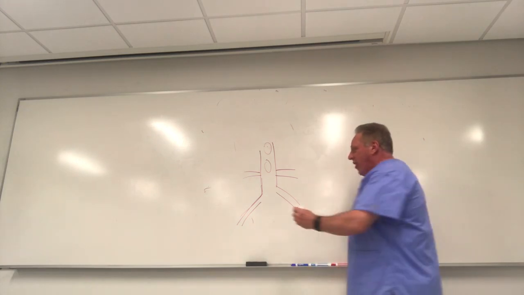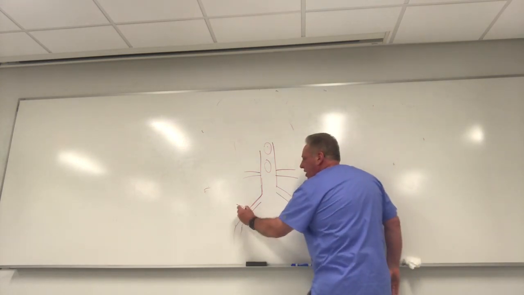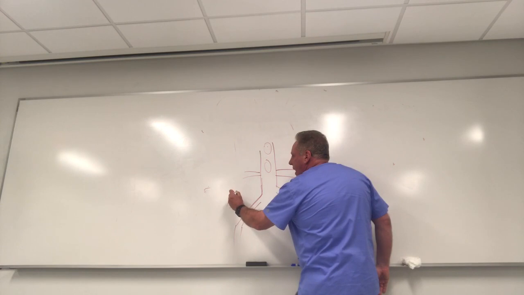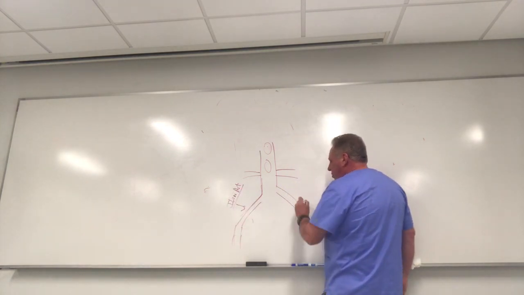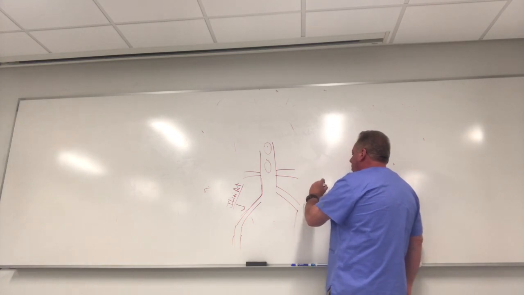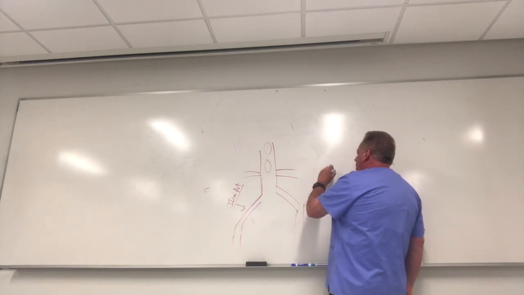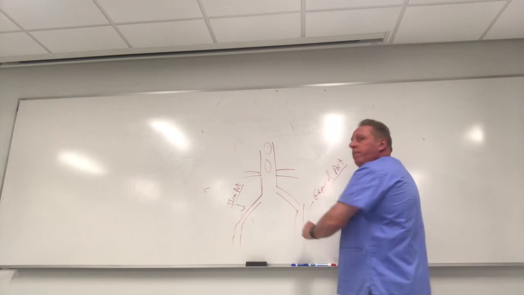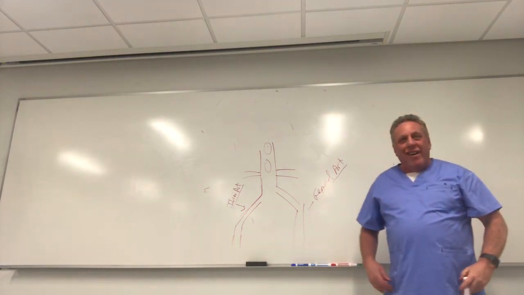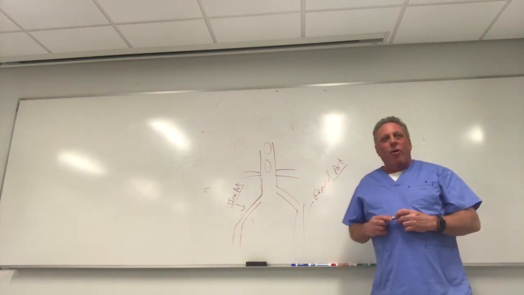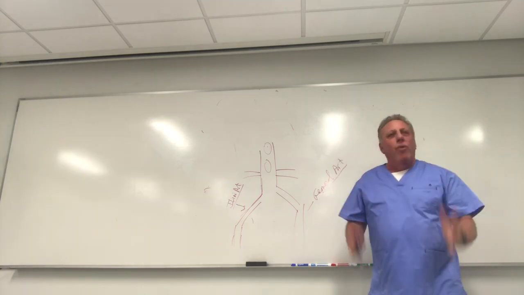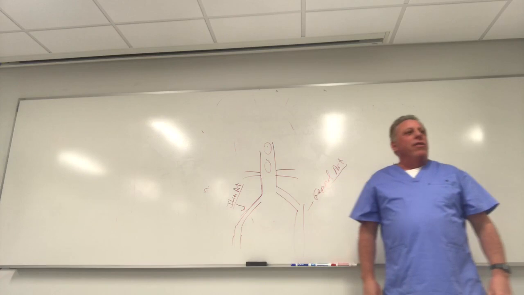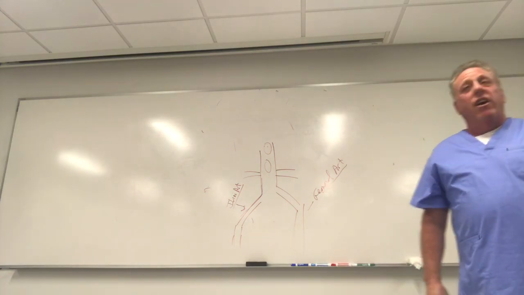So this is the iliac artery. It's going to bifurcate into two major arteries right here, called the femoral arteries, those big arteries right here in the groin. The iliac arteries, and then the femoral arteries, which go down the right and the left leg.